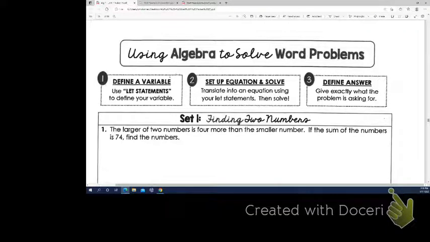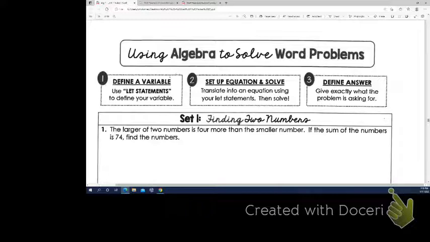Hi, you'll find this on probably page 32 of your packet, at least if it's term 5 of 2022. Could be a different page otherwise. But we're going to talk about using algebra to solve word problems.